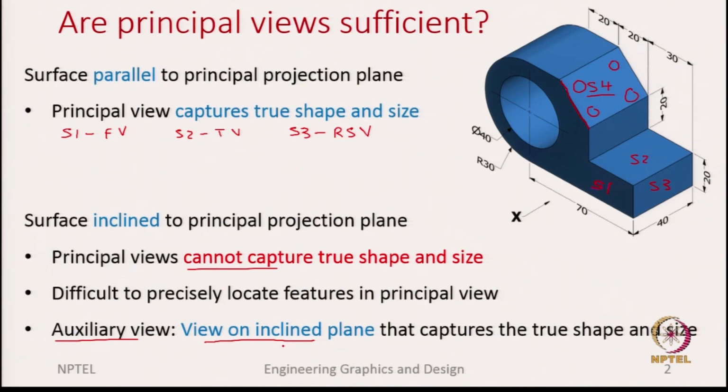So, that is what we call auxiliary views, where the view on the inclined plane captures the true shape and size. Essentially, what we covered in this slide is when we need these auxiliary views. We need them when we want to project the true shape and size of a surface which is not parallel to any of the principal planes, and then we need to come up with an auxiliary plane on which we capture the auxiliary view. Okay. From now on we will see how we capture it and the step by step methods to draw those auxiliary views.